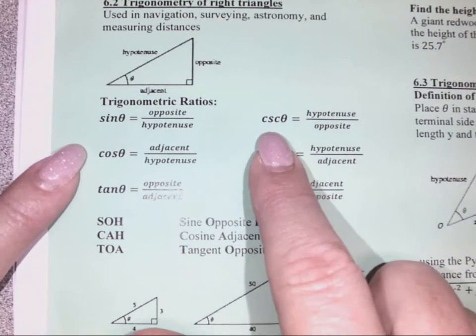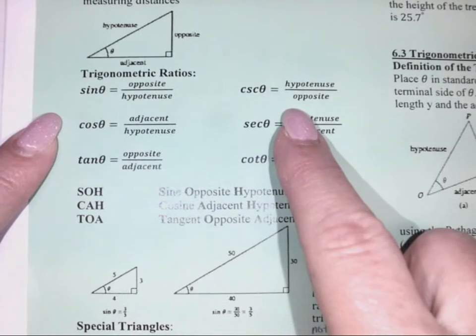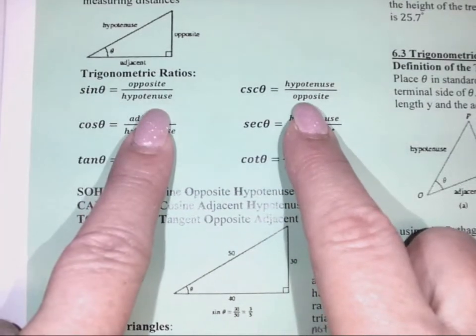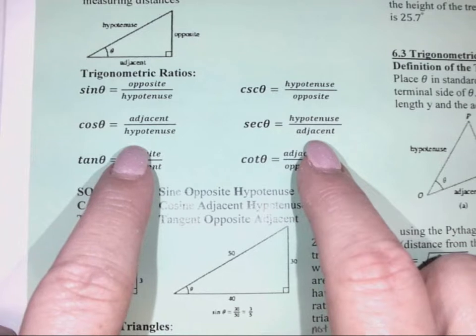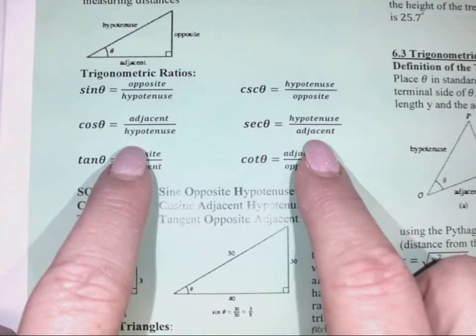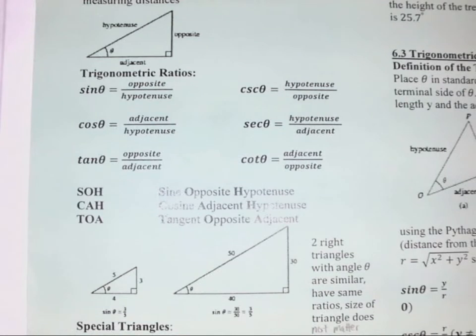And then the reciprocal identities are going to be the reciprocal of that. So your cosecant is the reciprocal of what you know for the sine, so it's hypotenuse over opposite. And then secant is hypotenuse over the adjacent. And then cotangent is going to be the adjacent over the opposite.